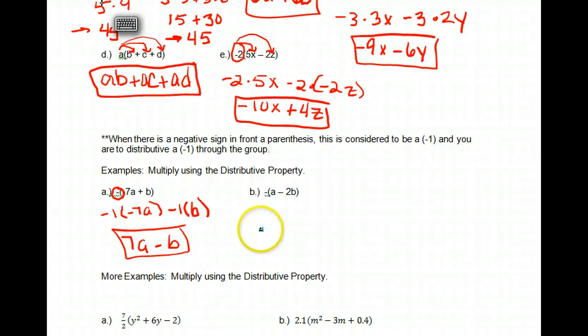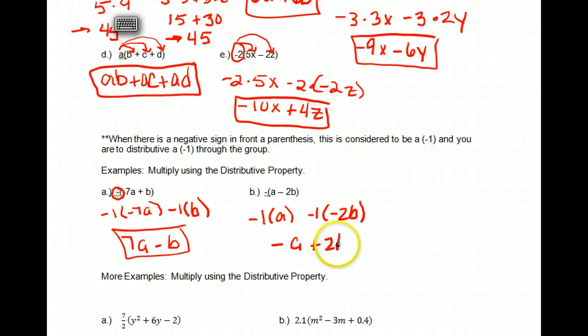Okay, at this point you should have completed example B, and we did distribute in a negative 1 to everything in that quantity. So we had negative 1 times A and negative 1 times negative 2B. Negative 1 times A makes negative A. A negative times a negative makes a positive 2B. So our answer is negative A plus 2B.